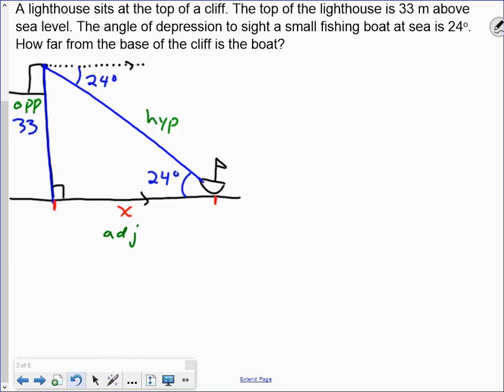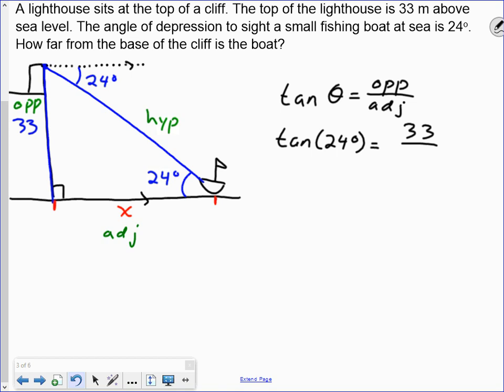Then we just have to figure out what ratio. We're trying to find the adjacent. We're given the opposite. We have our angle. It's going to be the tan ratio that we use because tan is opposite over adjacent. So let's put in what we know here. Tan, our angle is 24 degrees. Our opposite side is 33. Our adjacent is the x that we are trying to find.